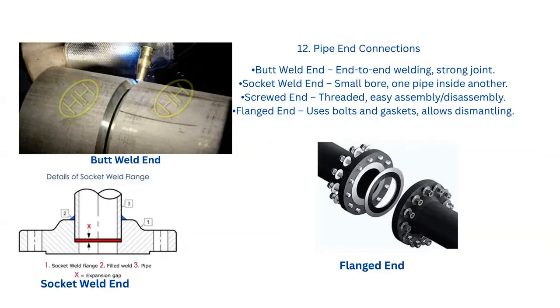12. Pipe end connections. Let's look at the ways pipes are connected in the field. Butt weld ends, where pipes are welded directly end to end. These offer strong, permanent connections. Socket weld ends, where one pipe fits into another and is fillet welded, common in small bore systems. Screwed or threaded ends, used in low pressure or small diameter piping. Flanged ends allow easy disassembly. They are joined using gaskets and bolts.